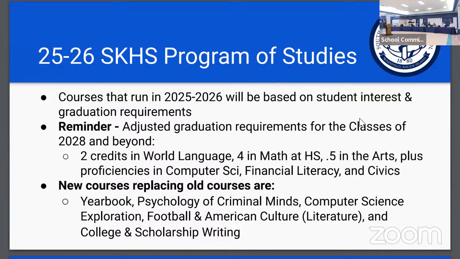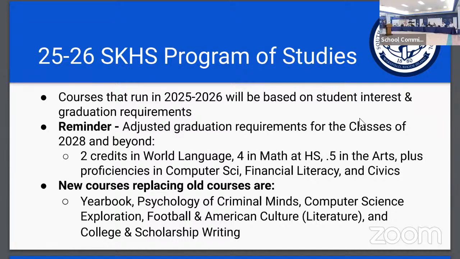Psychology of Criminal Minds. This is a course that would be a follow-up to psychology. Computer science exploration. This is a course that will run as a quarter-length course, and it will meet the computer science graduation requirement. Football and American Culture. It's a literature course. That course is sort of an update on some other courses that were not as popular, so this is something that we're hoping will attract more kids to taking another literature course. And then college and scholarship writing. This is for students who are looking for extra help at the beginning of the senior year, who can take this quarter-length course and get some additional assistance there.